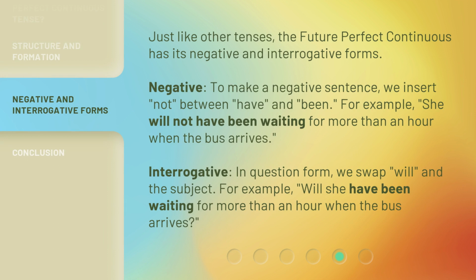Just like other tenses, the future perfect continuous has its negative and interrogative forms. Negative. To make a negative sentence, we insert not between have and been. For example, she will not have been waiting for more than an hour when the bus arrives. Interrogative. In question form, we swap will and the subject. For example, will she have been waiting for more than an hour when the bus arrives?